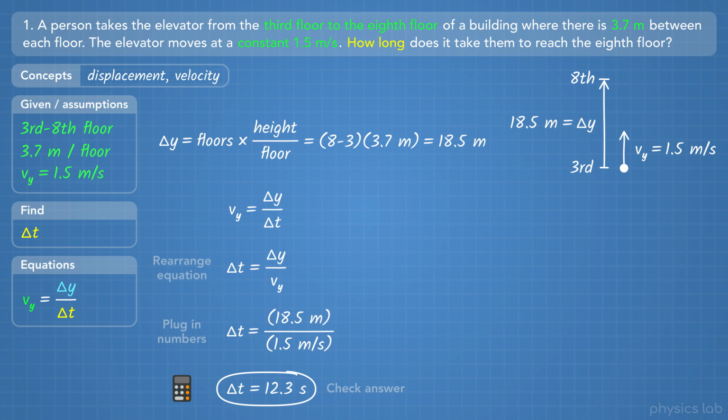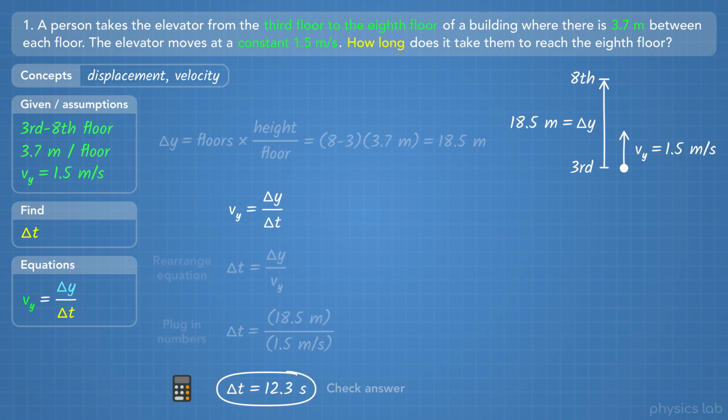Some things to look for would be the sign, the magnitude, and the units. In this example, the elevator only moved in one direction, and we were given a positive value for the velocity, so we're really only working with positive numbers. Plus, we're never going to have a negative value for time, so our answer should be positive. The magnitude, or the general size of the value that we got, seems reasonable. It's not taking hours or less than a second to travel 5 floors.